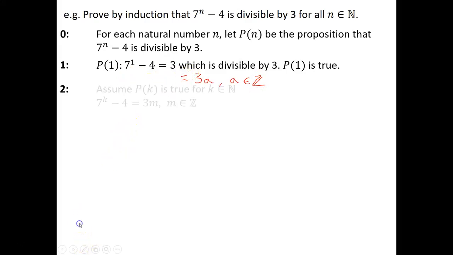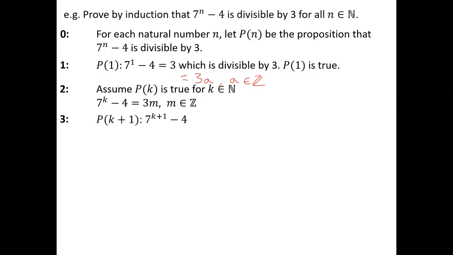Next, second step. Assume that P(k) is true for k in the natural numbers. So we just rewrite our statement here with n equals k. And then here I've chosen m, so it equals 3m for the integers m. Third step. Substitute in n equals k plus 1. So here I've just changed it to this.